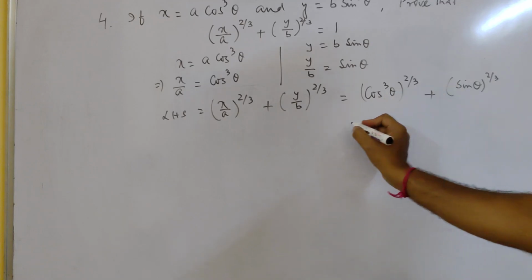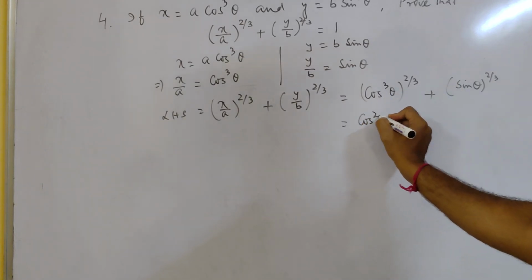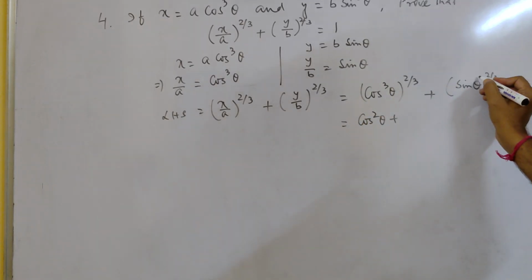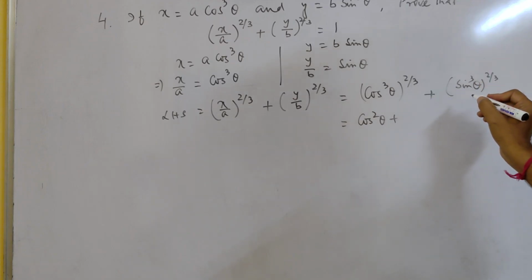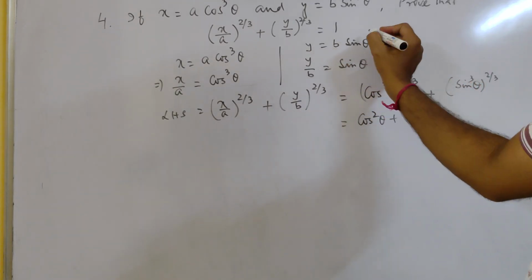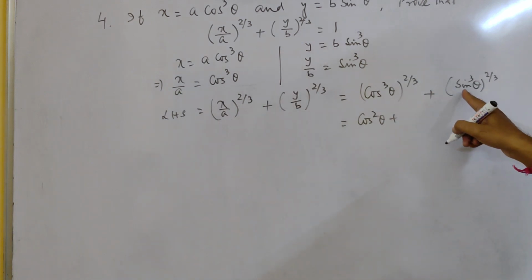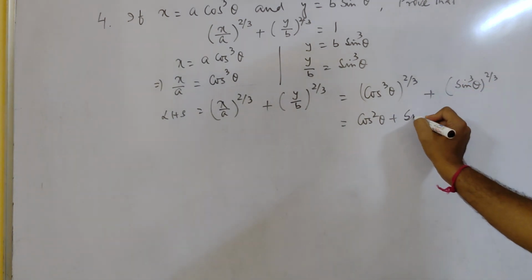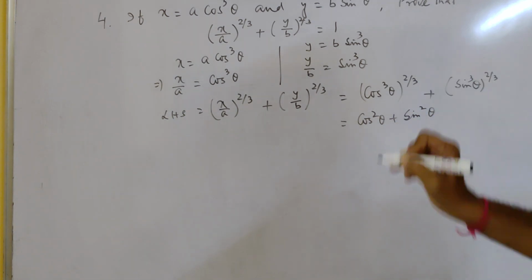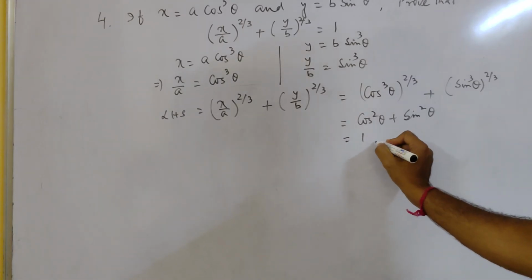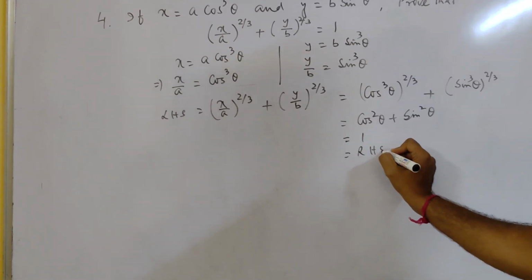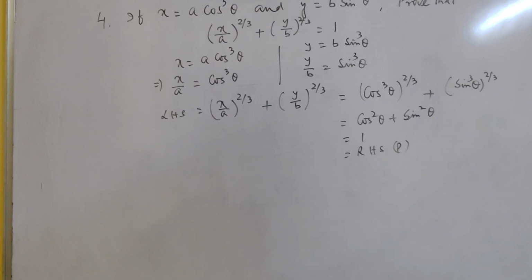Now this 3 and these 3 cancel out, so we may write cos squared theta plus sin squared theta, sorry, it is sin squared theta. So this 3 and this 3 also cancel out, so this one is 1. Okay.